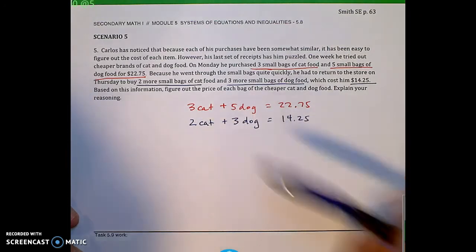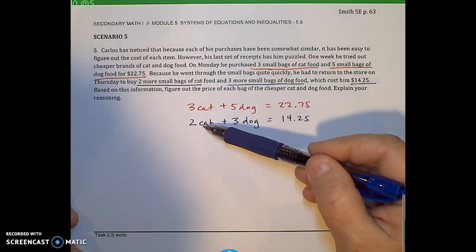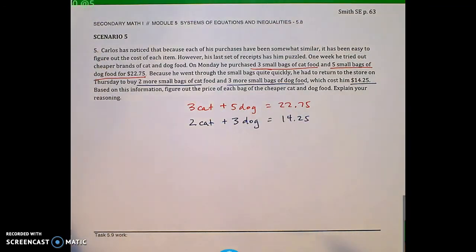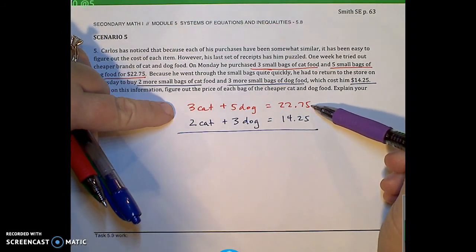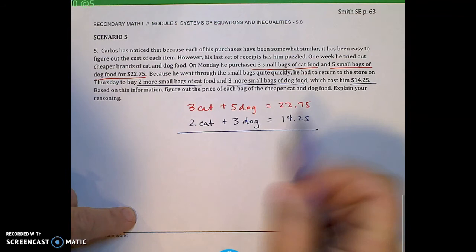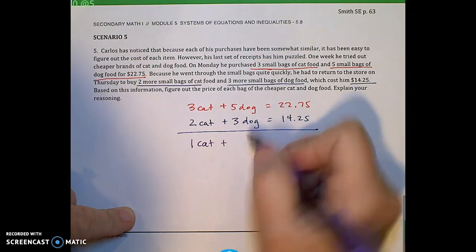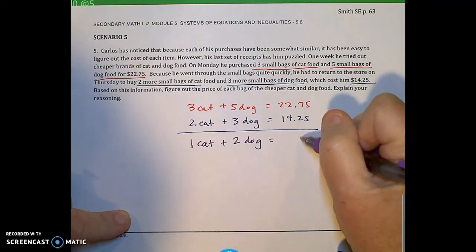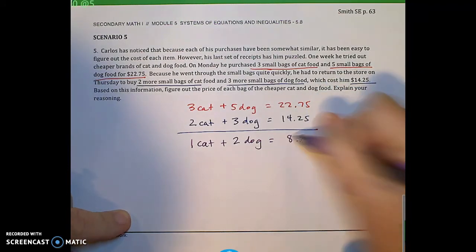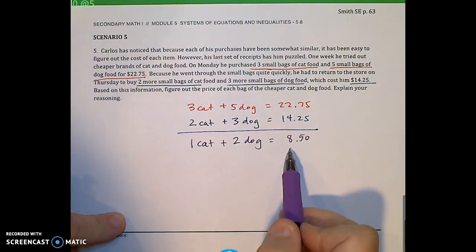Well, now if we look at the difference of these two, the difference would be 1 bag of cat food difference and 2 bags of dog food difference. And then, of course, some money difference. Well, it turns out we can look at these differences, so let's do that. Let's see the difference between what we bought in week 1, or on Monday, and what we bought on Thursday. So the difference in cat foods was 1 bag of cat food. The difference in dog foods was 2 bags of dog food. And the difference in price was, whatever this difference is here, 50 cents, $8.50. So we do know that 1 bag of cat food and 2 bags of dog food is $8.50.